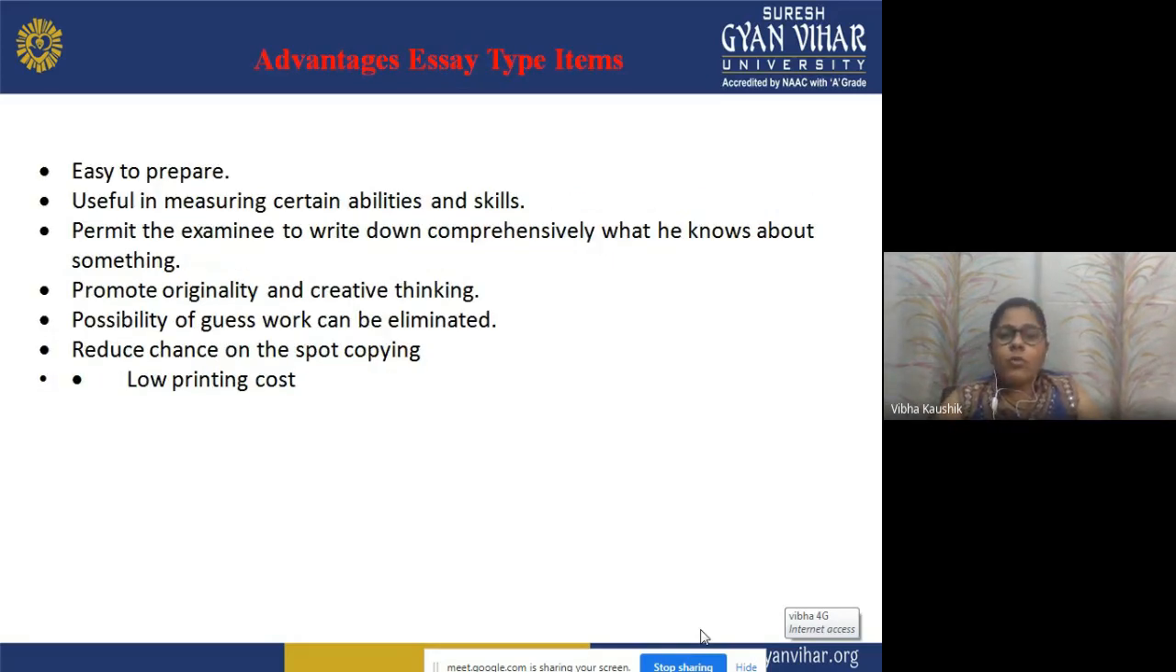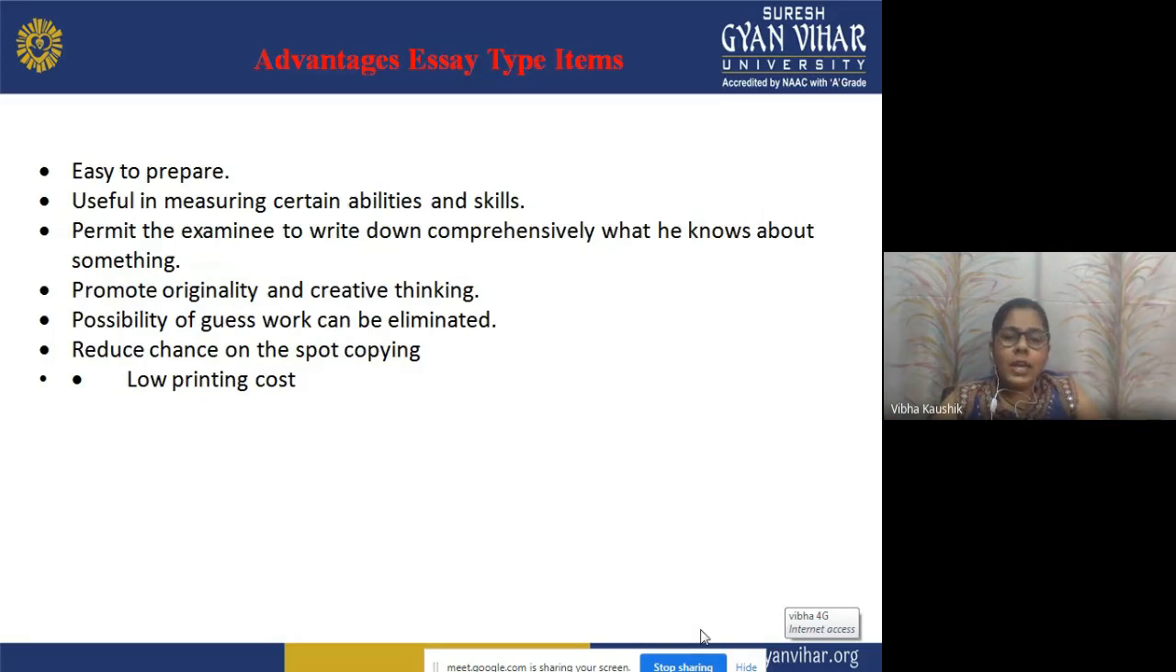Now, advantages of essay type questions: easy to prepare in comparison to objective type items. Useful in measuring certain abilities and skills. Means the student abilities can be easily measured with the help of essay type items. Permit the examinee to write down comprehensively what he knows about something. Means the student has the choice or the freedom to write the answer in his own way.